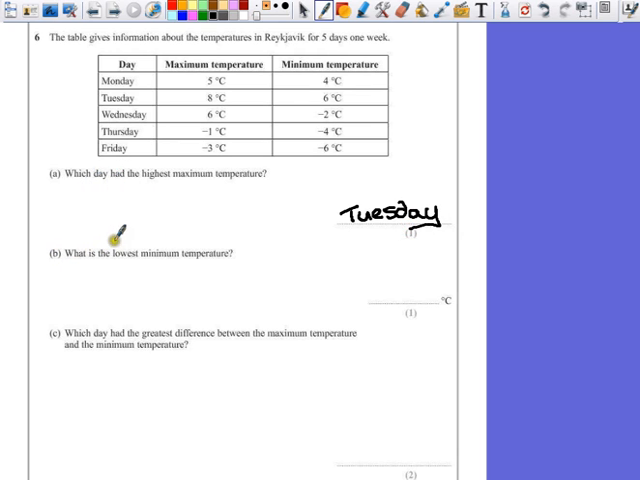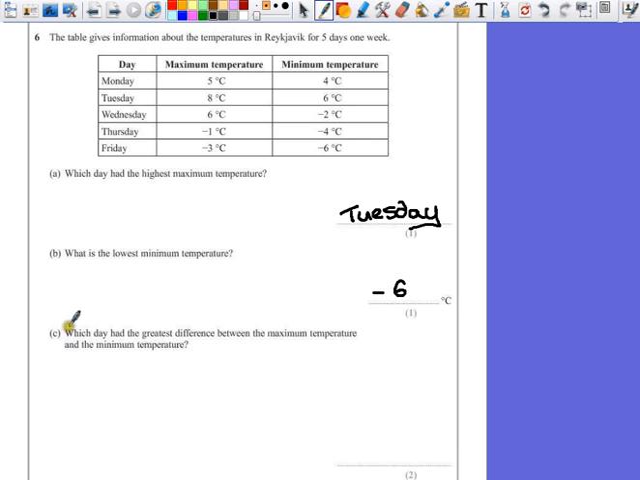Part B, what is the lowest minimum temperature? So if we look at the minimum temperature, we've got 4, 6, -2, -4, and -6. If we ignored the negative symbols, it would obviously be the 2. But because we're dealing with negatives, we want to get as far away from 0 as possible. And that means the -6 is much, much lower down than any of the other numbers. So the lowest temperature is -6.